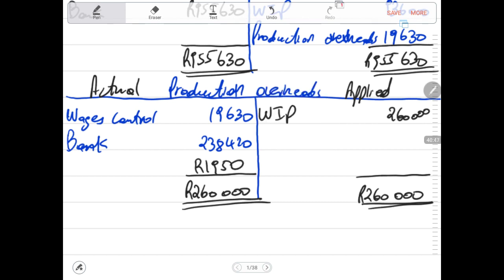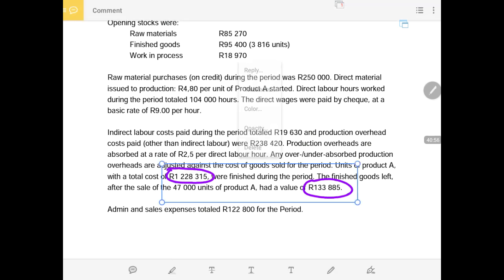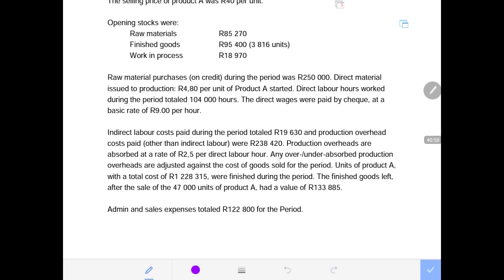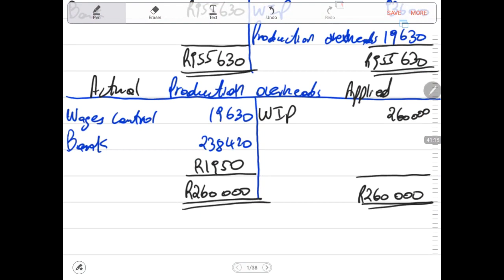1,950. Remember, there was a sentence that said that over or under applied manufacturing overheads is absorbed against the cost of goods sold. Any over or under absorbed production overheads are adjusted against the cost of goods sold for the period, meaning the difference between over and under applied, or the difference between actual and applied, goes to cost of sales. So hence the contra entry here is cost of sales, meaning the cost of goods that are sold.